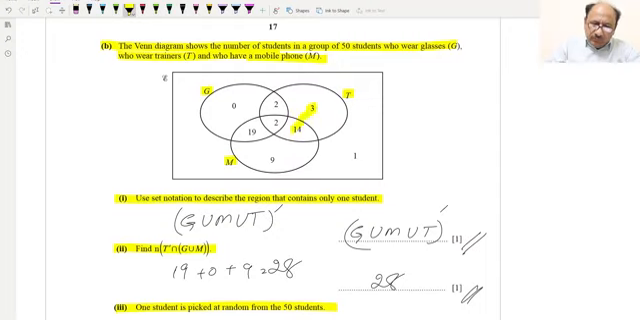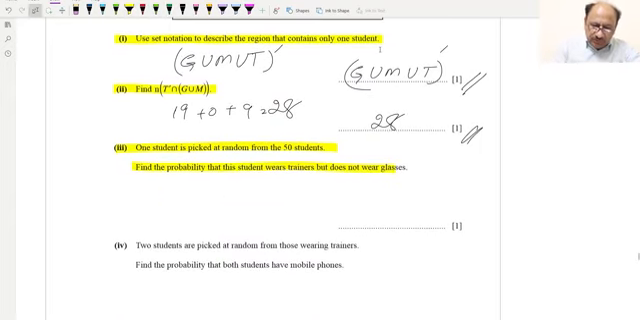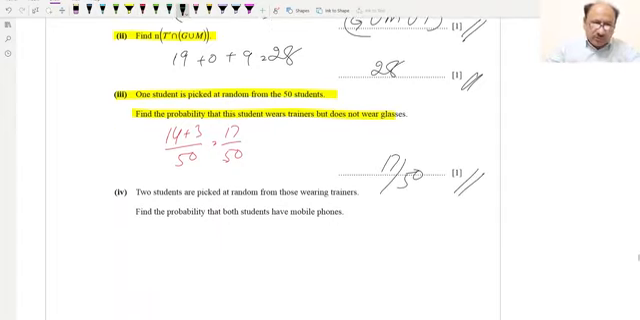So it will be this one and this one, trainers but not glasses. These are glasses, so we will exclude this. So we only take these two, which is 14 plus 3, so 14 plus 3 out of 50, which is equal to 17 out of 50. So this probability will be 17 out of 50 for 1 mark. Hopefully you understood this.